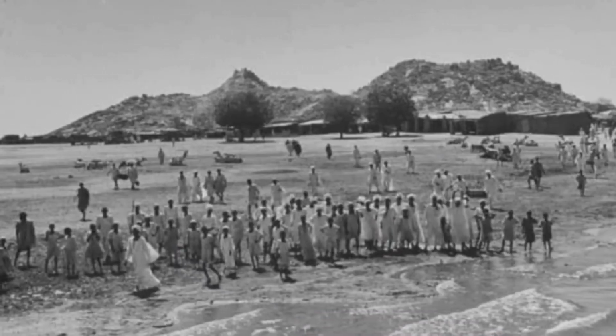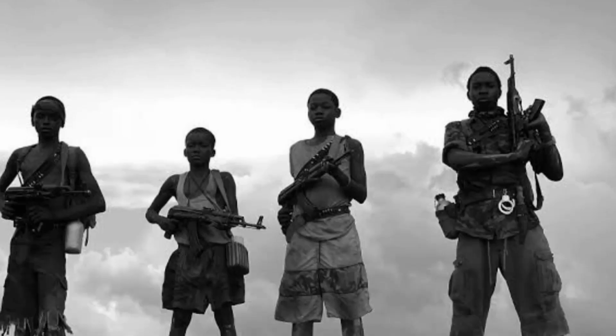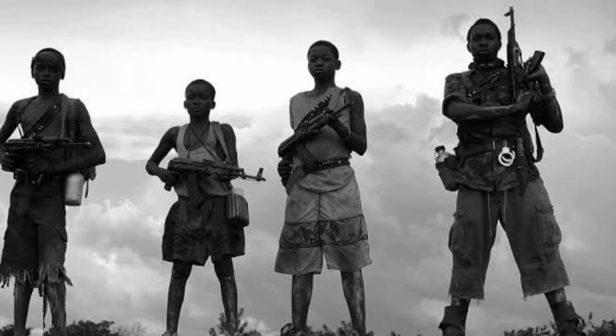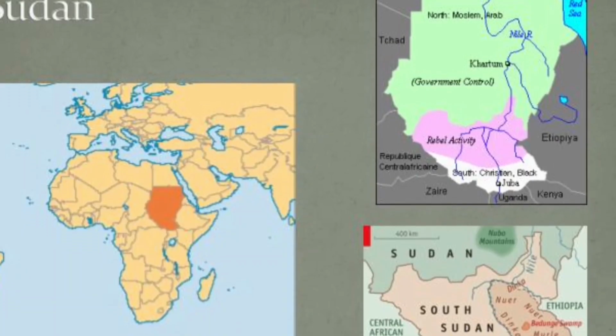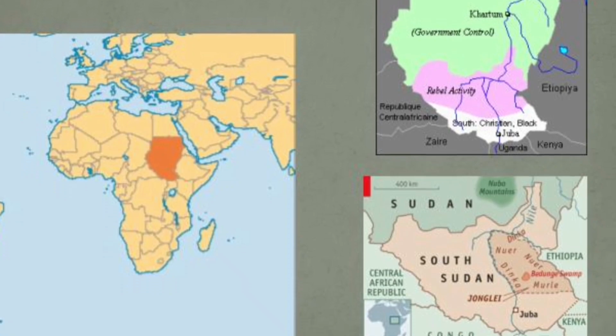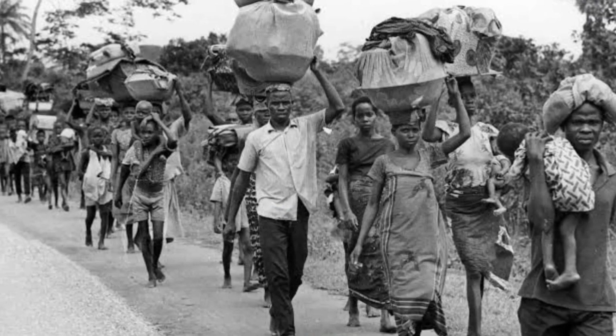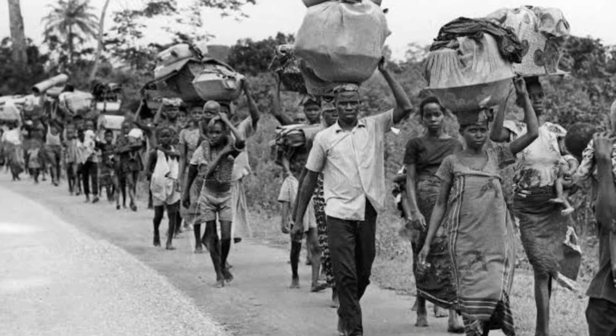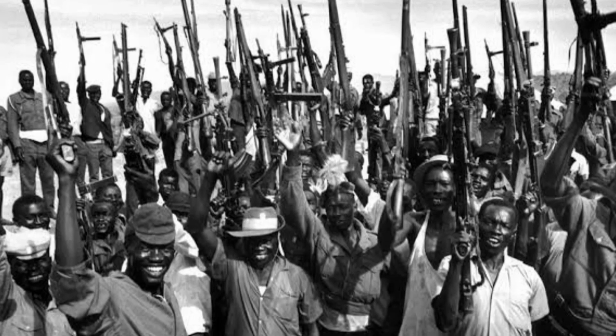But the road to independence was not smooth. The predominantly Arab North and the African South had long-standing cultural, religious, and linguistic differences. As the British and Egyptians prepared to leave, tensions between the two regions escalated, with the South feeling marginalized and underrepresented in the new government.